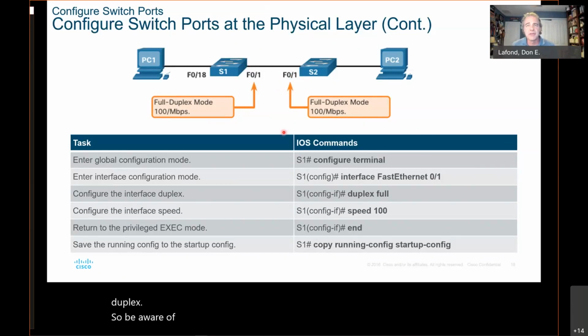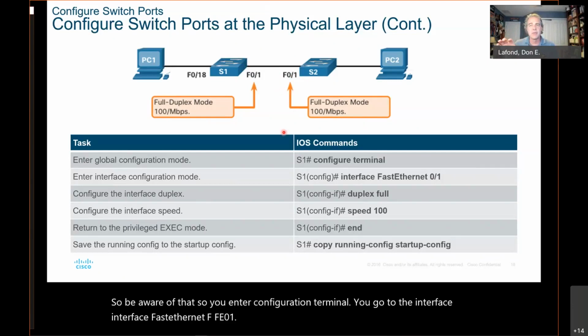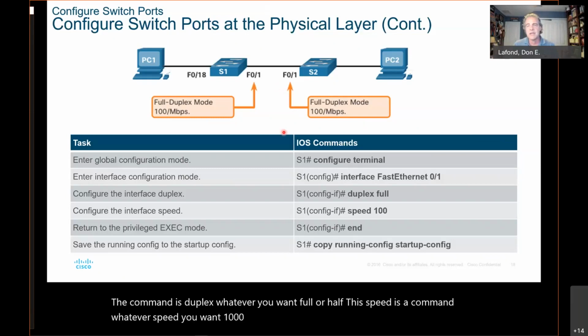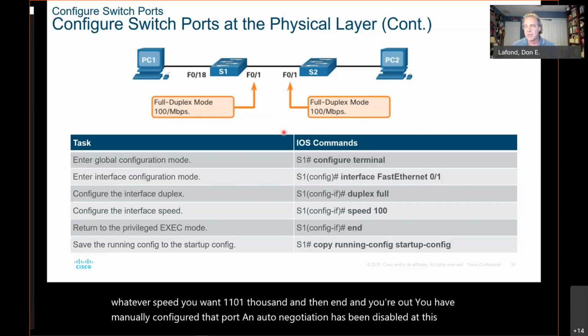So you enter configuration terminal, you go to the interface FastEthernet 0/1. The command is duplex, whatever you want, full or half. The speed is the command, whatever speed you want, 100, 1000, and then end, and you're out. You have manually configured that port, and auto negotiation has been disabled at this point. Then you copy run start.